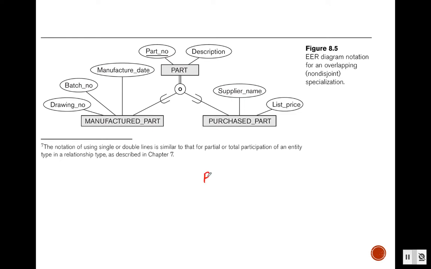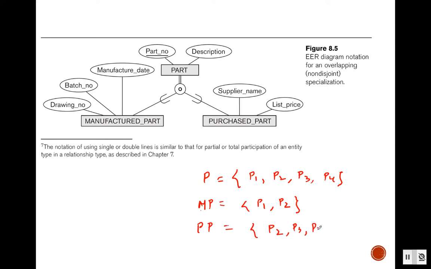Now if I have a set of parts, say P1, P2, P3, P4, and another set for manufactured parts, say P1 and P2, and for purchased parts I have P2, P3 and P4. Here I can see that P2 is both a manufactured part and a purchased part. So using overlapping, we are allowing the same entity to be a member of more than one subclass.